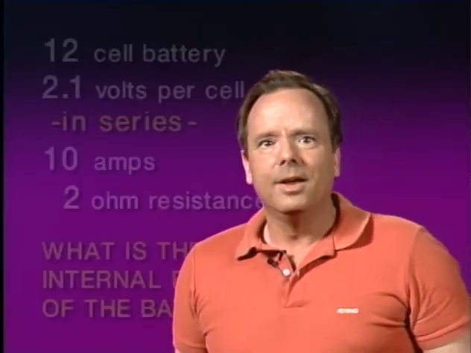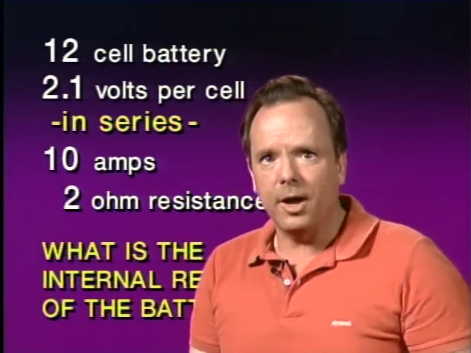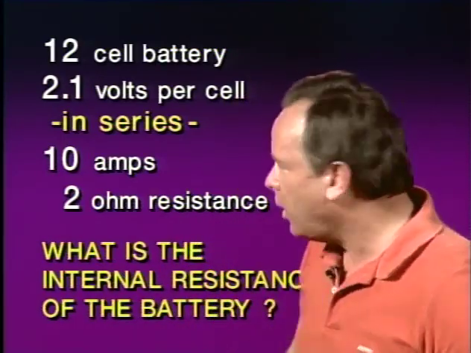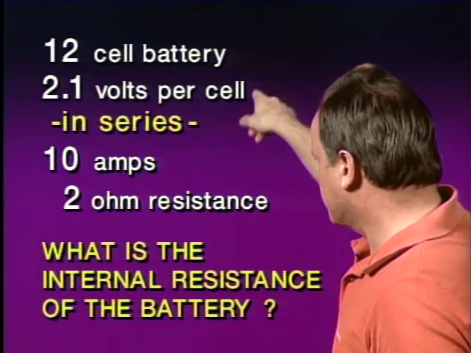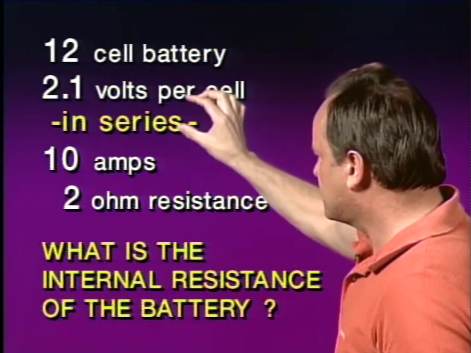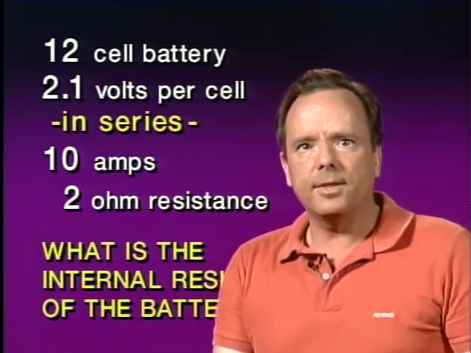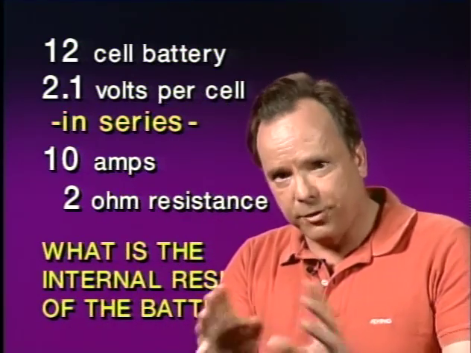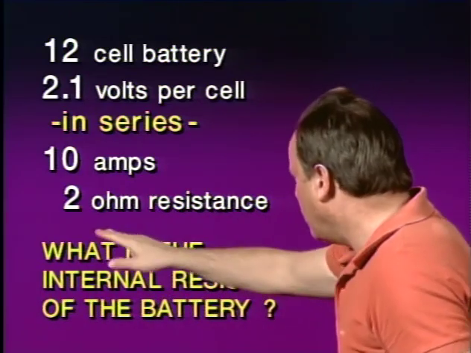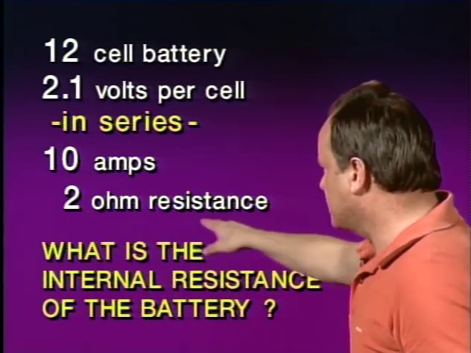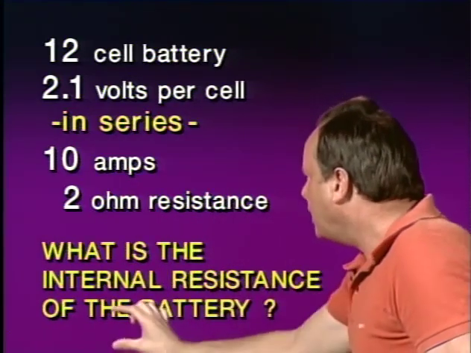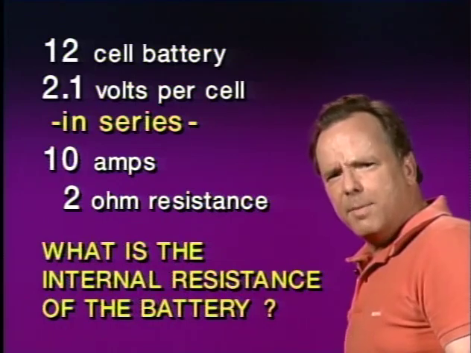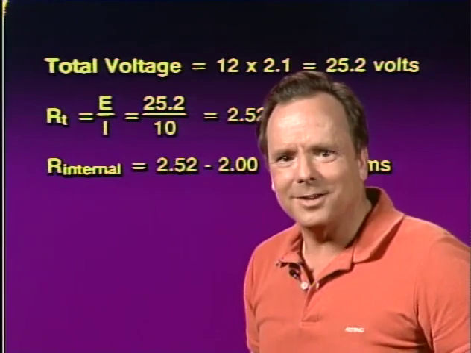Let's do another one. This time they're getting a little bit tricky. They say you have a lead acid battery with 12 cells, and each cell is 2.1 volts per cell, and they're connected in series. And then they're going to say that you have 10 amps furnished by that battery to a circuit with a 2 ohm resistance. Now, if that's the setup, the question they're asking you is, what is the internal resistance of the battery? Oh my God. Never fear. It's a lot easier than that. Let's take a look at it.